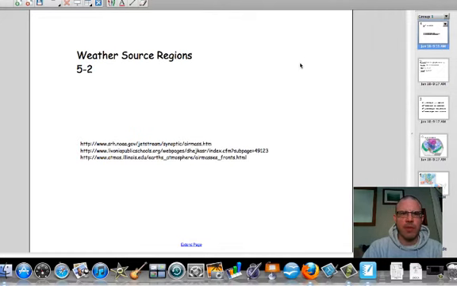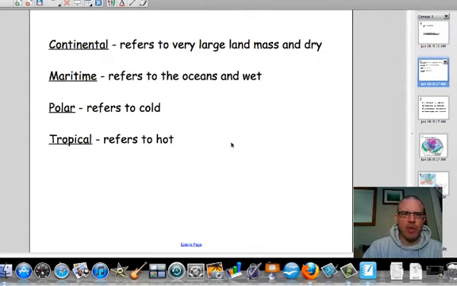The Weather Unit. Weather Source Regions 5-2. So where does the air come from that makes up our weather?